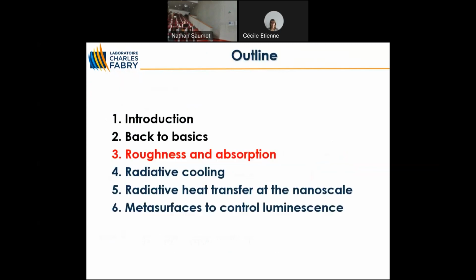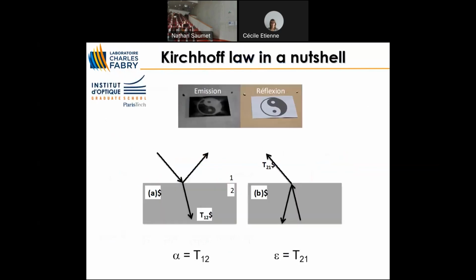So apart from the fact that it's a magical thing, let's look at what is absorptivity. You shine a plane wave on a body. Let's assume that this body is thick enough so that there is no transmission. So either the energy is reflected or it's transmitted by the interface.